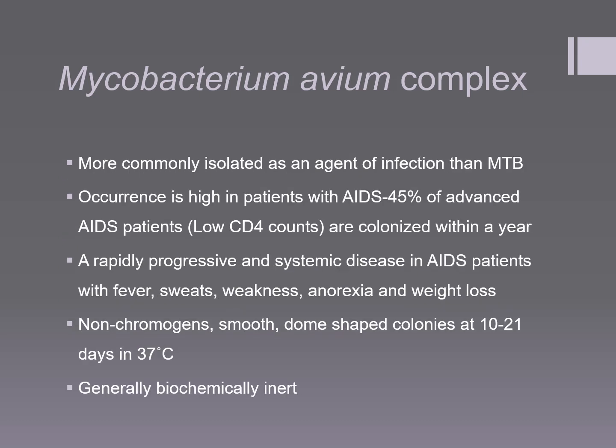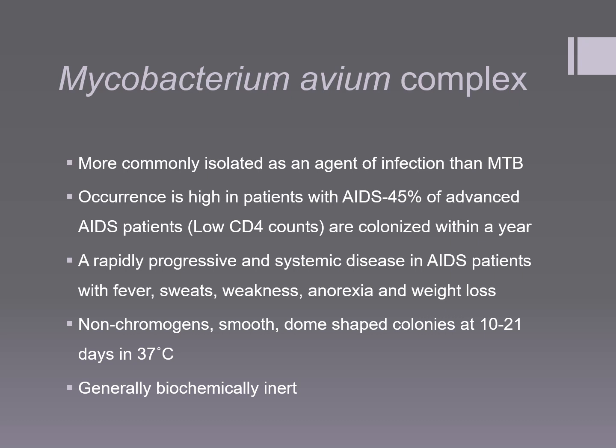Mycobacterium avium complex is more commonly isolated as an agent of infection than Mycobacterium tuberculosis. Mycobacterium tuberculosis can be a colonizer without clinical symptoms, but MAC, or Mycobacterium avium complex, can be seen in AIDS patients. It is a rapid, progressive, and systemic disease in these patients, where the patient has a fever, night sweats, weakness, loss of appetite, and weight loss. Mycobacterium avium is a non-chromogen. It is smooth and dome-shaped at about 10 to 21 days and is generally biochemically inert.